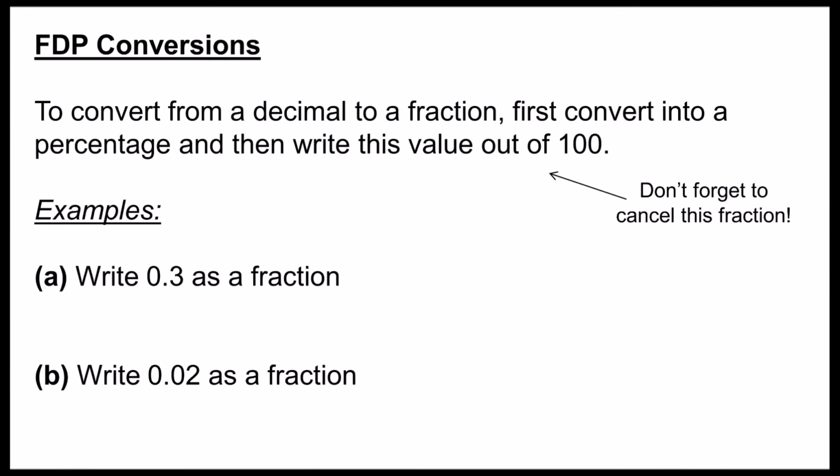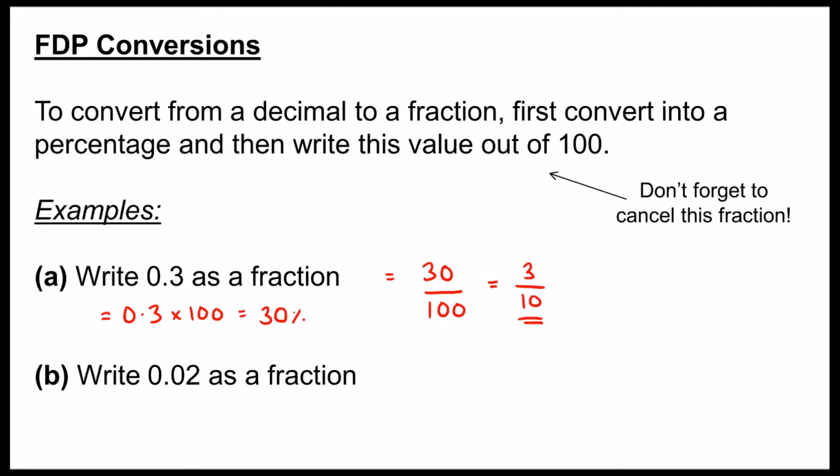To convert from a decimal to a fraction, we're going to use 2 of our previous conversions to help us out. Firstly, we're going to convert it into a percentage, and then we're going to write this value out of 100 and cancel the fraction we get down. So firstly, I know that 0.3 as a percentage would be 0.3 times by 100, which is 30%. Therefore, I can say as a fraction it's going to be 30 out of 100. If I divide the top and bottom by 10, this cancels down to 3 over 10, and that would be my final answer.